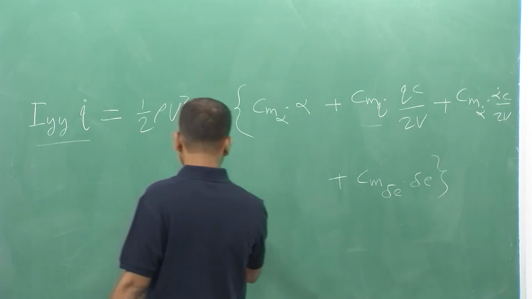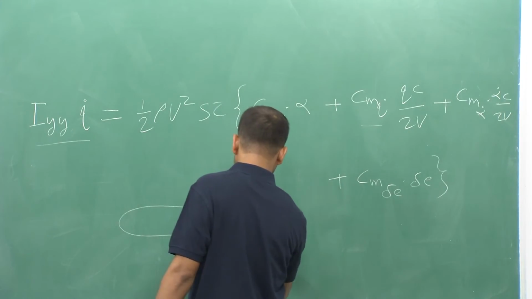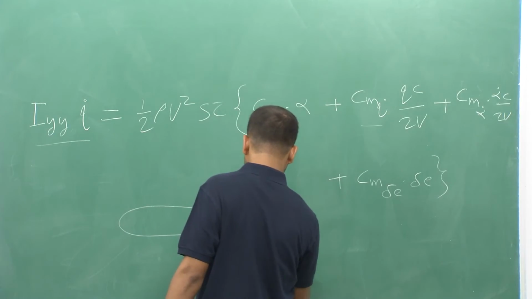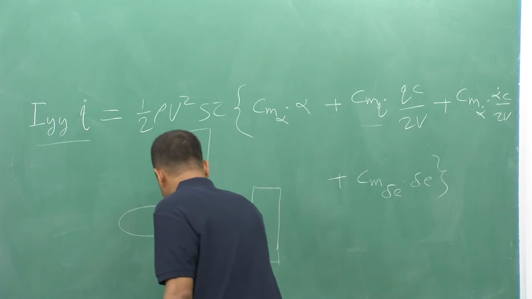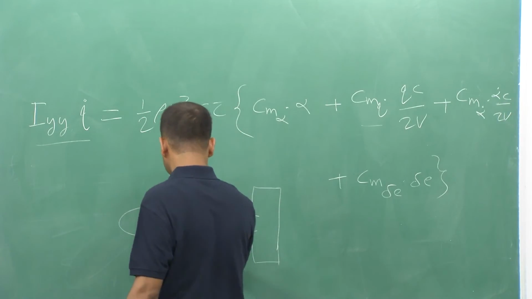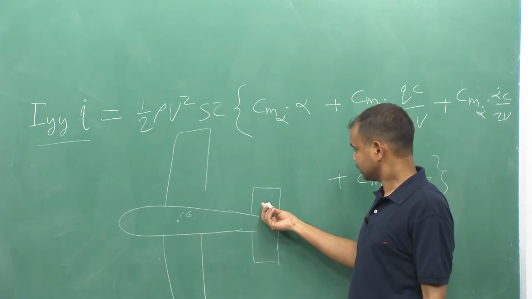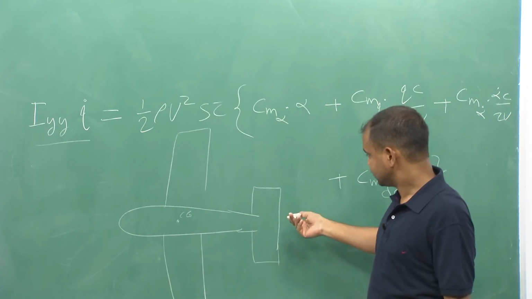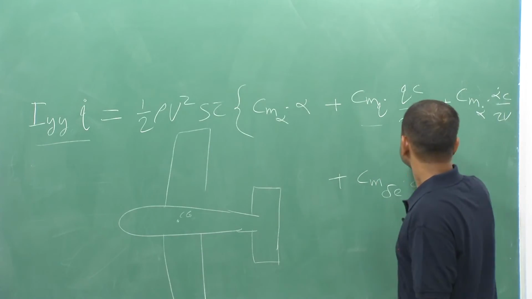If I see the top view of one airplane, when there is a pitch rate, this horizontal stabilizer will have a tendency to oppose that change in the pitch, and due to this force we get this Cm q.